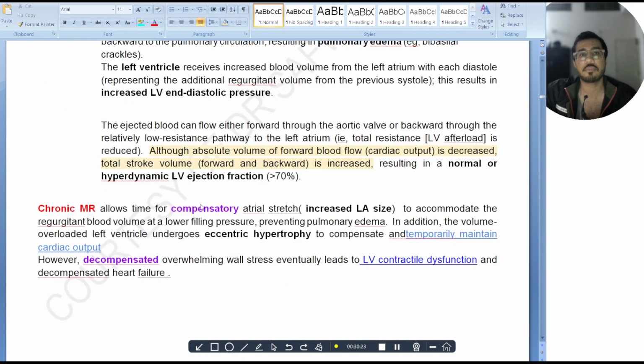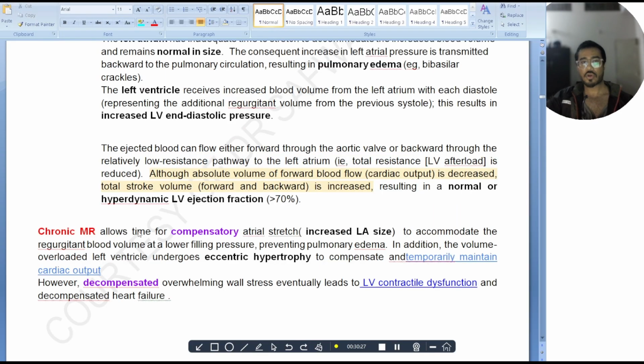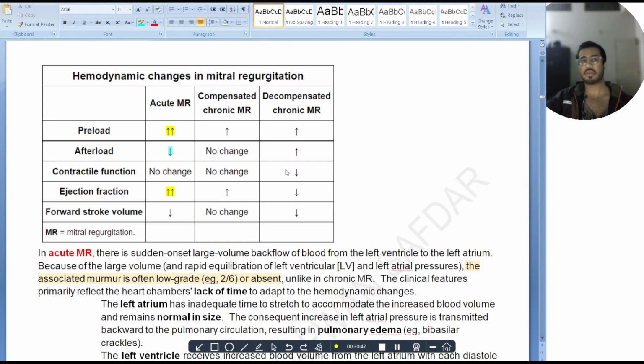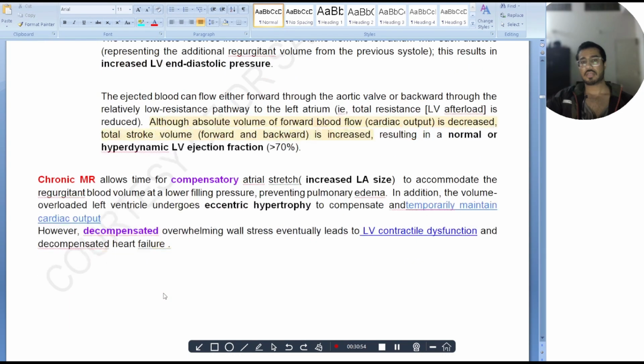Chronic MR allows time for compensatory atrial stretch, as I told you guys, to accommodate the extra regurgitant blood volume at the lower filling pressures. In addition, the volume overloaded left ventricle undergoes eccentric hypertrophy to temporarily maintain cardiac output. Because of this eccentric hypertrophy, the forward stroke volume does not change because the heart compensates for that. That's the reason.